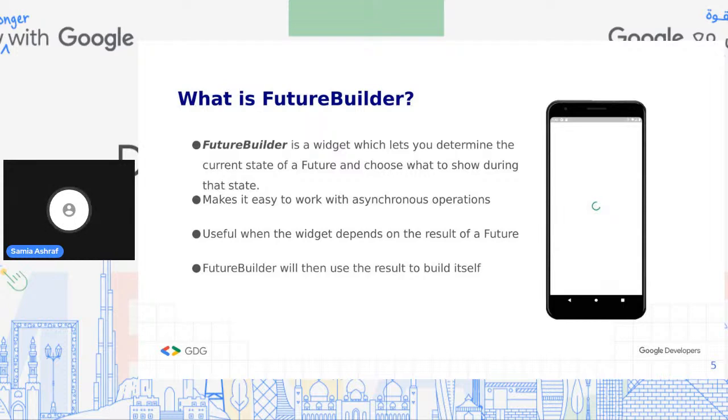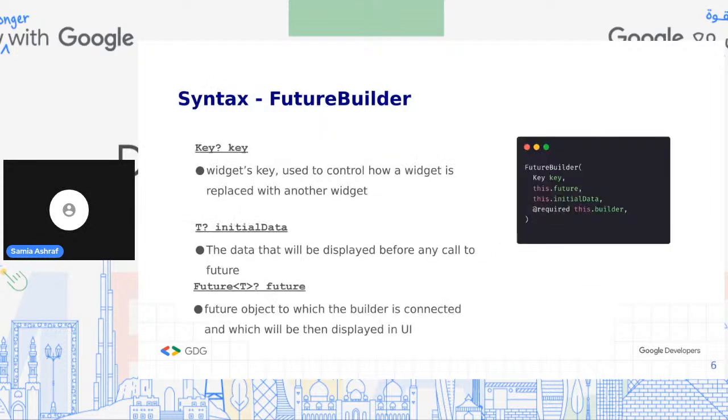So now let us look at the Future Builder definition. Future Builder is a widget which lets you determine the current state of a future and then choose what to show during that state. This is most commonly used for asynchronous operations where the widget depends on the result of a future. So Future Builder will then rebuild itself using the data from the API. So this is what Future Builder is in general.